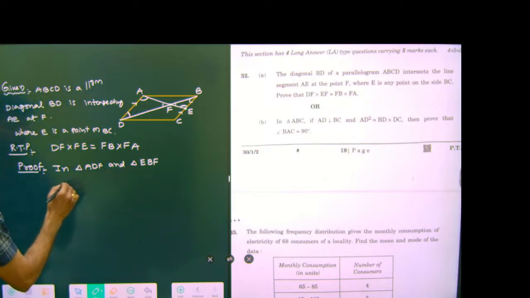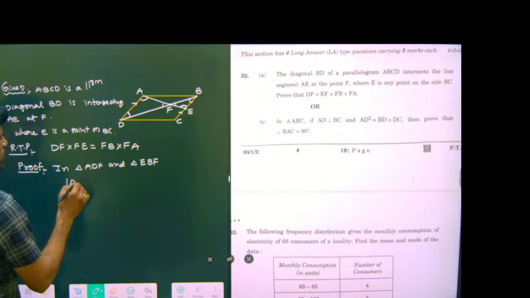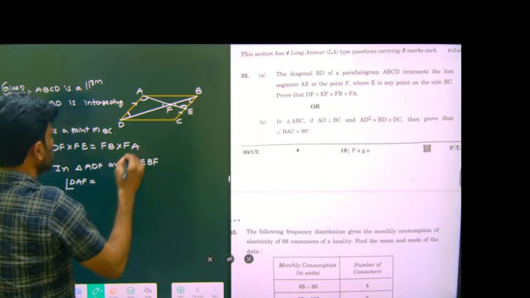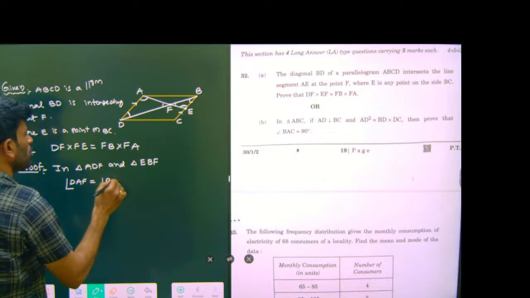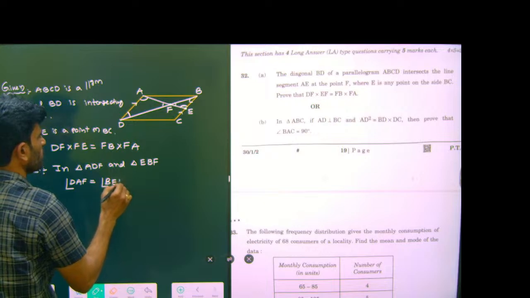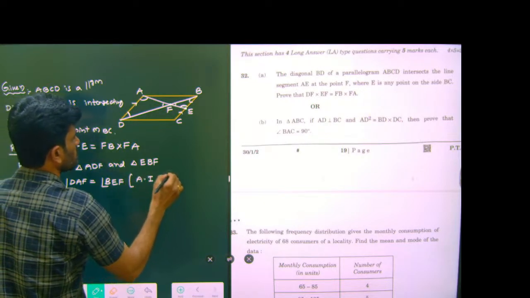In these two triangles, we know angle DAF is equal to angle BEF. Why? Because they are alternate interior angles.